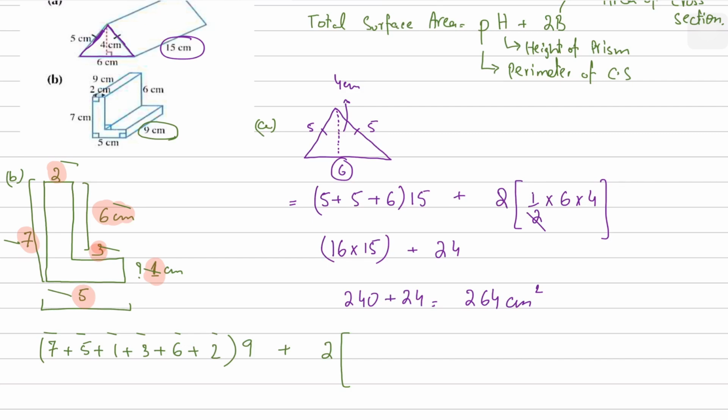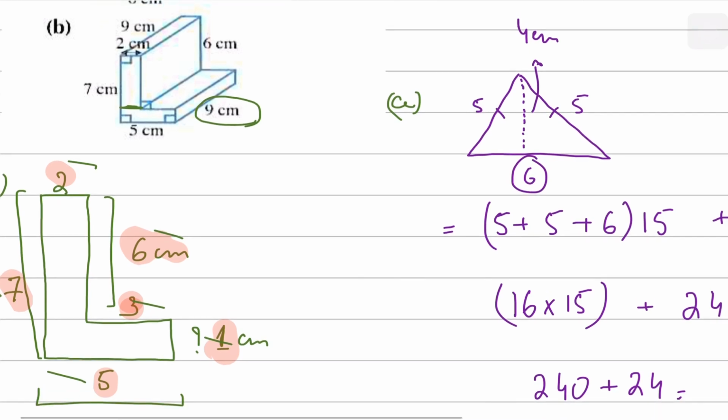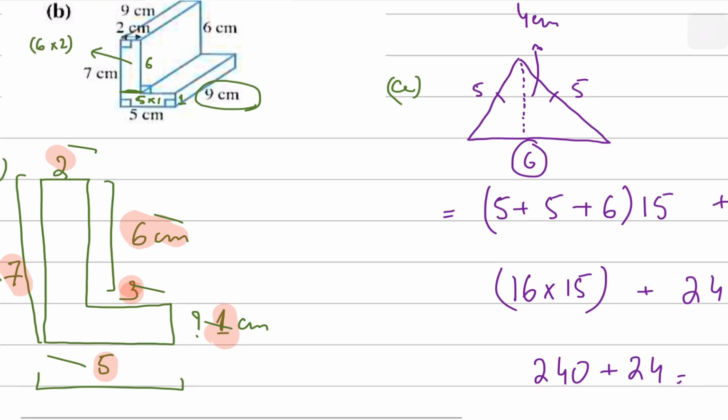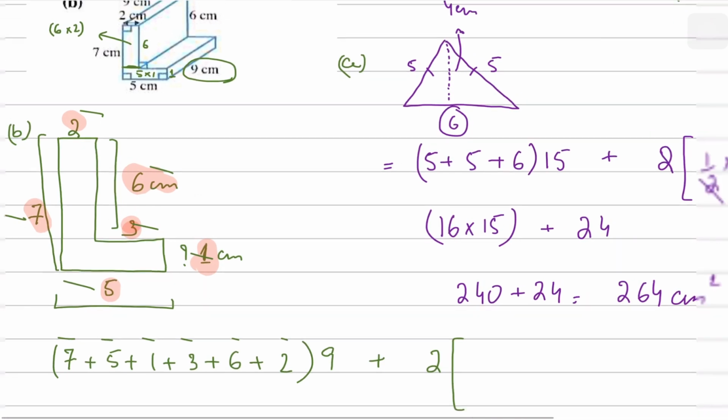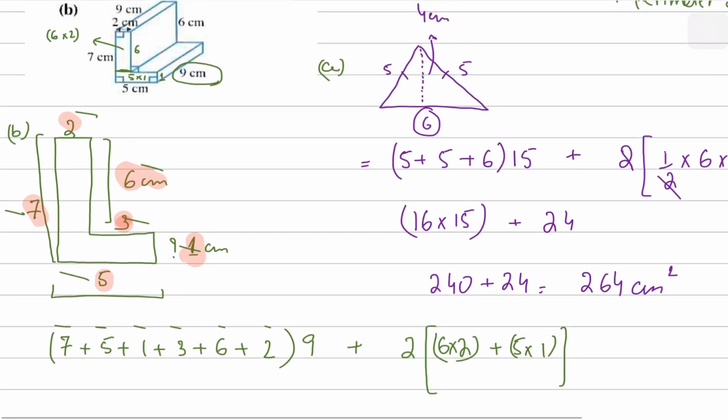Okay, so how will I figure out the area of cross section? Let's see. So I'm going to have to break this down into two rectangles. So if I draw a line here, the rectangle at the bottom is going to have dimensions 5 by 1, right? As we saw earlier, that this length is 1, so the area of this rectangle is going to be 5 times 1, and the area of the rectangle above is going to be 6 times 2. So 6 times 2 plus 5 by 1, and we're going to multiply it by 2. Now the reason we multiplied by 2 is because we have one in the front and we have the exact same shape at the back also.